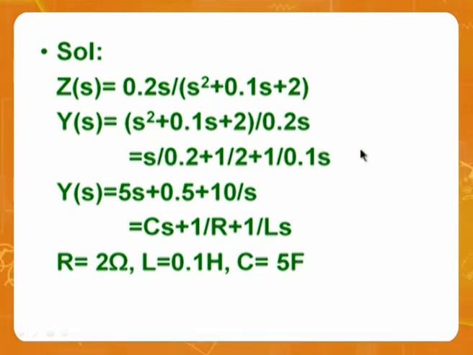Then I have done different factors. Then what is Y of s here? If you add parallelly, this is Cs, this is 1 by R, this is 1 by Ls. So 5s here, you look at it. s by 0.2, that is 5s, 0.5, 10 by s. So Cs plus 1 by R plus 1 by Ls: identify C has to be 5. 1 by R is 0.5, that means R is what? 2. And 1 by Ls is 10 by s, therefore what should be L? 1 by 10, that is 0.1. What a beautiful and simple thought. Therefore, option is D.